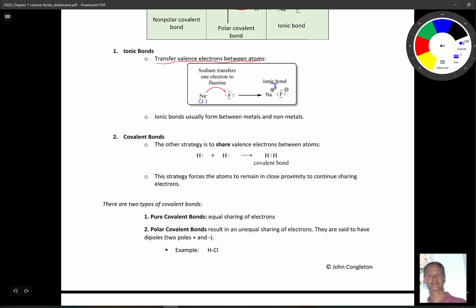Now the other type of bond that's present here is a covalent bond. This is another strategy, and it involves the sharing of valence electrons. The sharing can be equal, like between two hydrogen atoms, or between two diatomic atoms. If the sharing is equal, then we say that it's a pure covalent bond, a sharing of electrons that are equal. It has to do with electronegativity. And then the other one is called a polar covalent bond. This is unequal sharing of electrons.